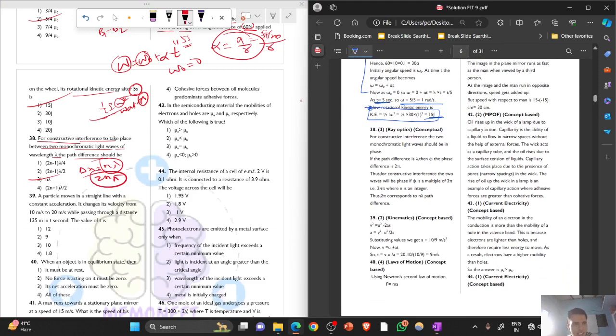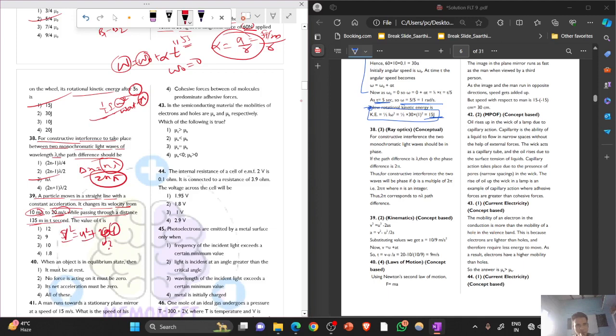Now moving ahead. A particle moves in a straight line with a constant acceleration, changing the velocity from this to this while passing through a distance in t seconds. The value of t, you can calculate this. You just need to understand that your final velocity is this, and initial velocity is this, distance is this. So you calculate v square equal to u square plus 2as.